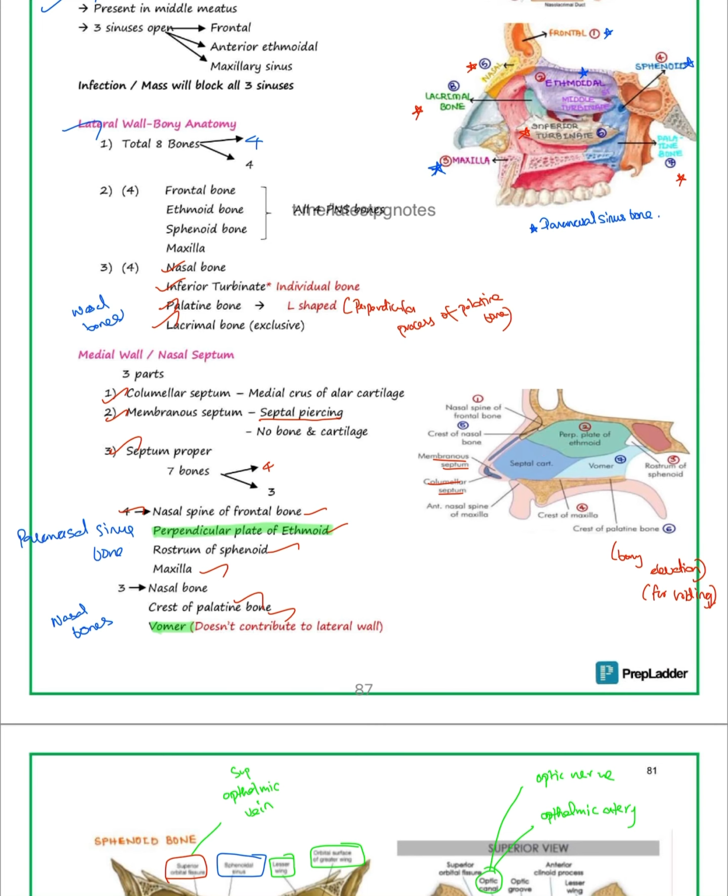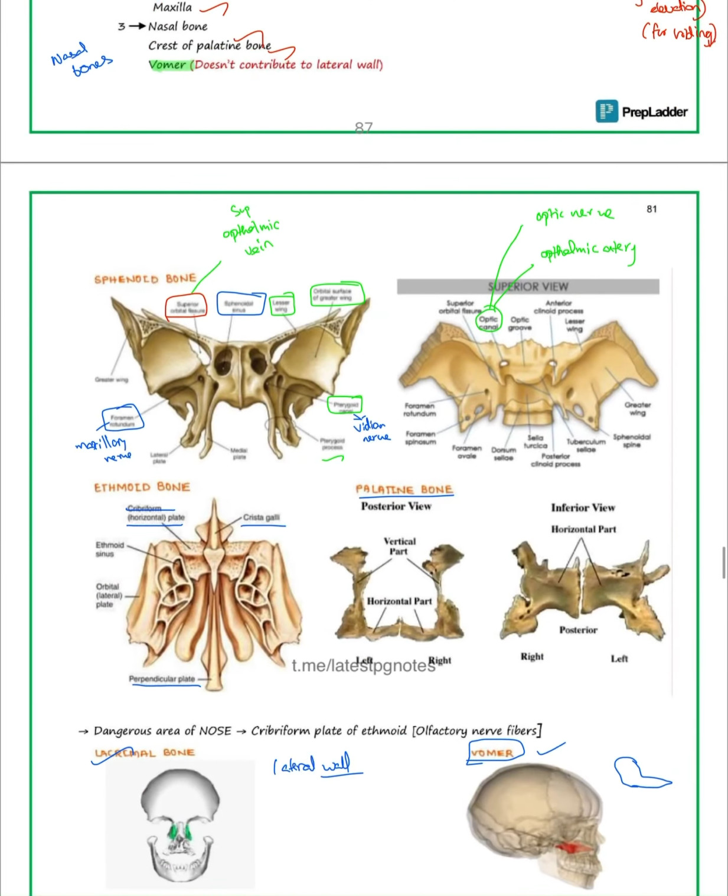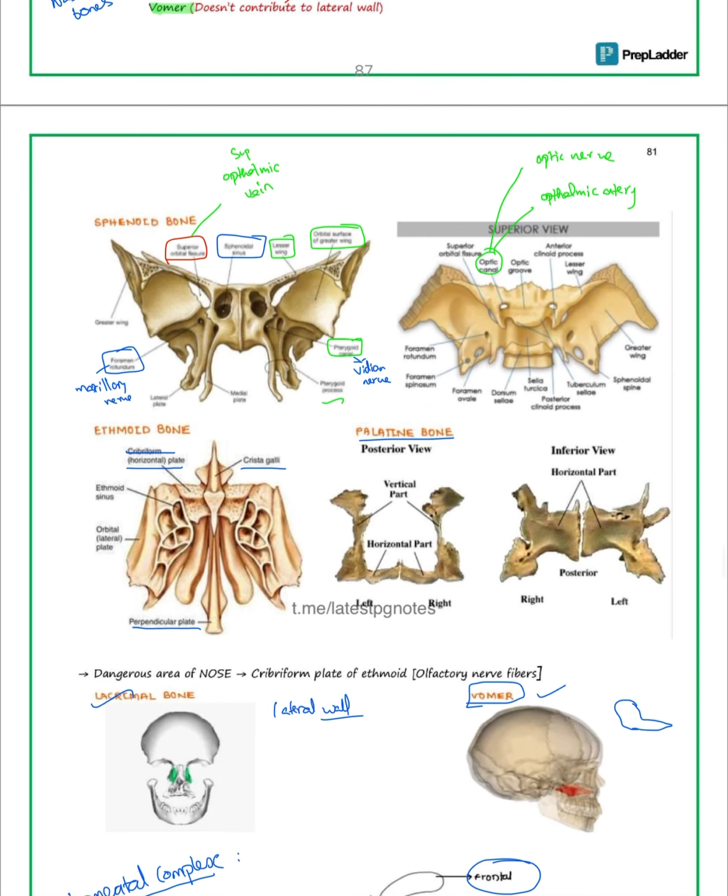Okay, then in the nasal bones, the nasal bone plays a role. Then the crest of the palatine bone plays a role. Then the vomer plays a role. Okay, the vomer is a cartilage. You can learn about the different bones somewhere else.